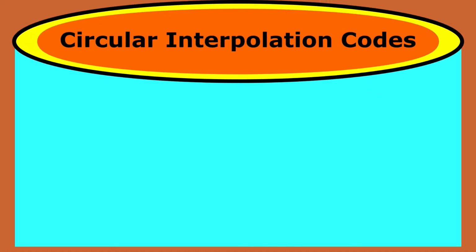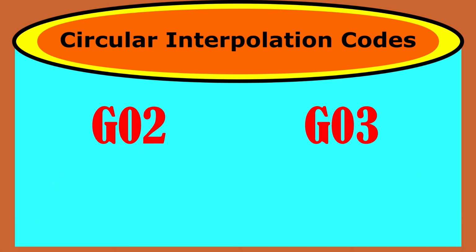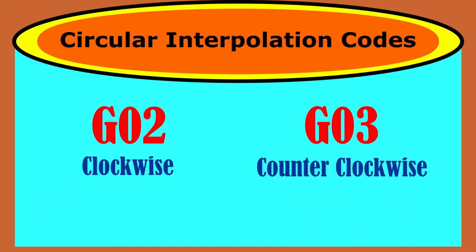And now our final two codes go together, that is G02 and G03, also known as circular motion. These are the turn signals for driving the machine, and they'll determine which direction the machine will turn, with G02 being clockwise motion and G03 being counterclockwise motion.